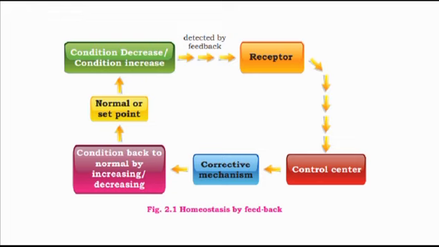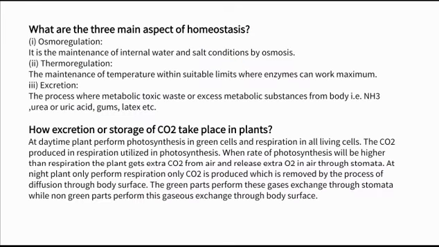Whether the condition decreases or increases, it is detected by a feedback mechanism, which decides what to do. Why feedback mechanism? As soon as your brain sends a message to your body that you have to maintain your temperature at 37 degrees, because the temperature outside your body is decreasing, your body maintains 37 degrees. As soon as it maintains 37 degrees, the receptor stops sending signals to the control center. This is called the feedback mechanism.